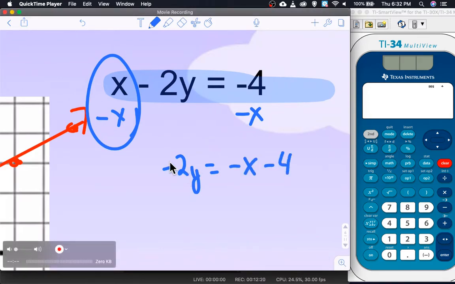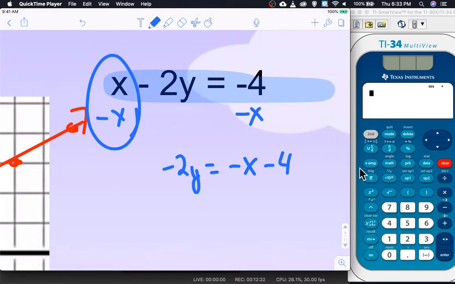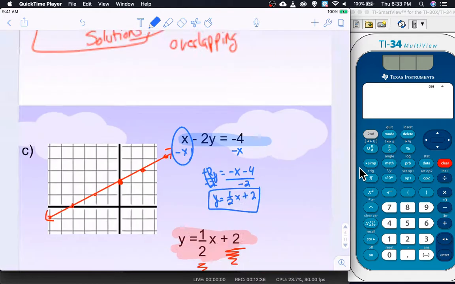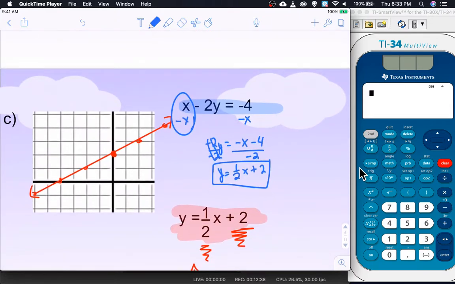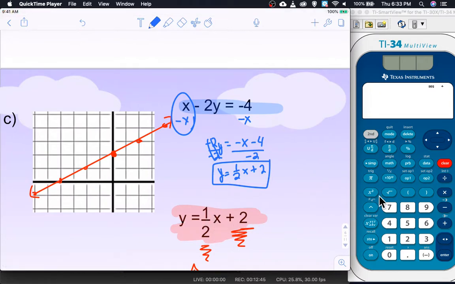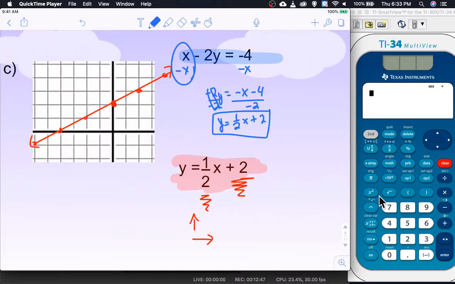So let's keep going. Now, I need to get rid of this negative 2. Since it's being multiplied by y, I'm going to divide by negative 2 on both sides, and we get y equals a positive 1/2 x plus 2. And there's my equation. Now, I'm not even going to graph this one because I can see, look at these equations. Positive 1/2 x plus 2, positive 1/2 x plus 2. I can see they are the exact same equation. I know they're going to be the exact same line. I know they're going to have infinitely many solutions.